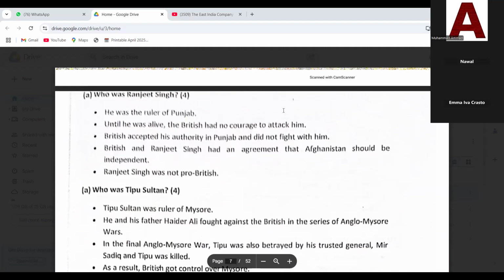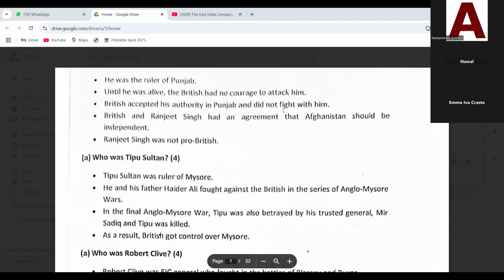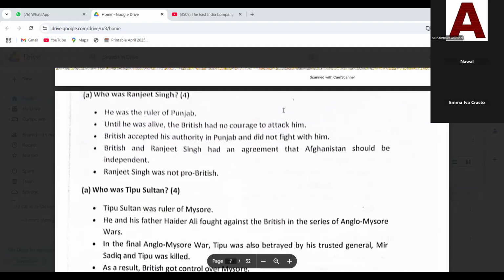Ranjit Singh was the ruler of Punjab. We're studying the 4 mark questions that are relevant to this chapter, about people, about places, about events. So let's first of all understand who these people were, what these events were, so we can get a better understanding of this topic. Ranjit Singh was the ruler of Punjab, and so what the British were doing now, they were trying to take over different areas of the subcontinent.